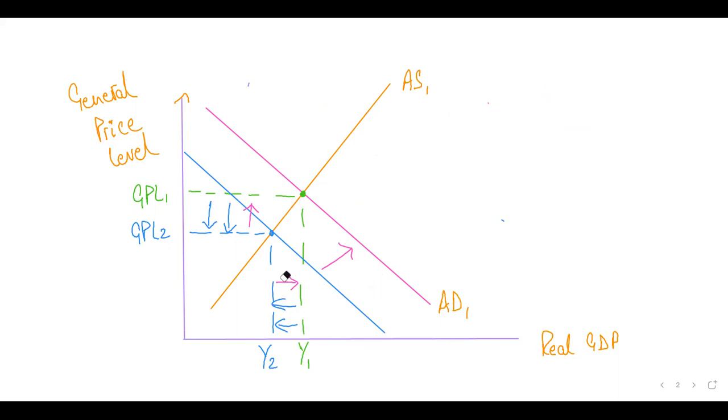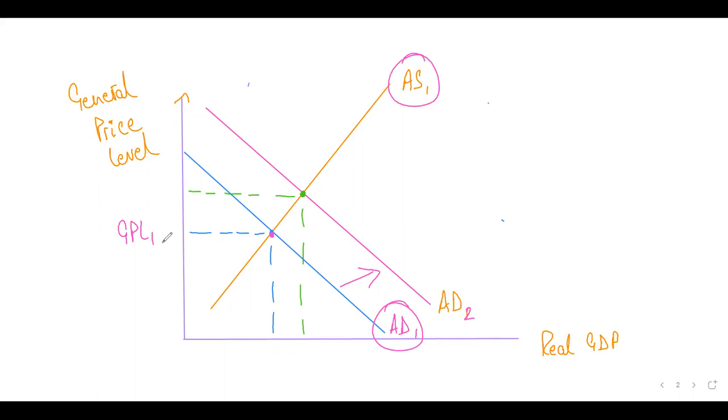Your aggregate demand will shift to the right. Now have a look at this. Previously, this was your aggregate demand, the blue line I'm talking about. Now your aggregate demand shifts from the blue line to the orange line because there is more consumption taking place. Where the original aggregate demand was intersecting with the aggregate supply, that was your original general price level, let's make it 1, and your original real GDP.